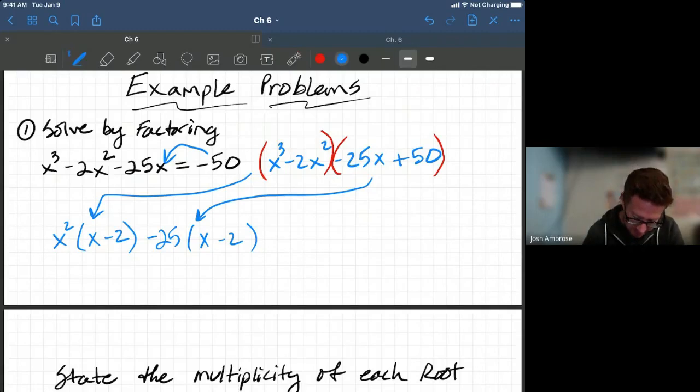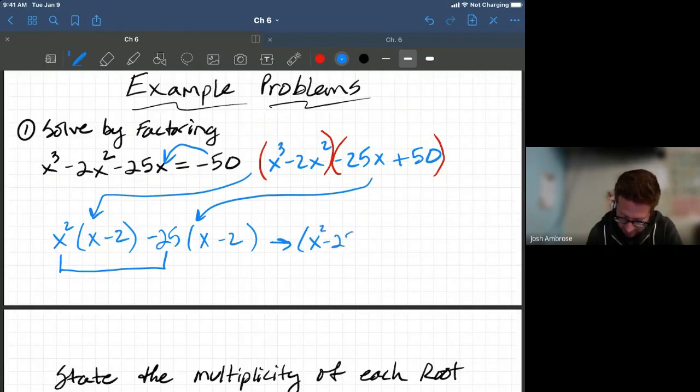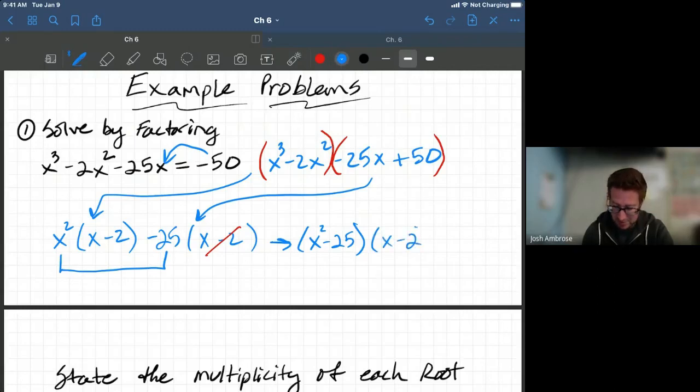Okay, now the next step is to pair these two together. What you factored out will now become its own set of parentheses, x squared minus 25. And because you have correctly factored it, the second one can be crossed out. Then you're going to have the x minus 2, because they're the same identical binomial. So we just need the single binomial.